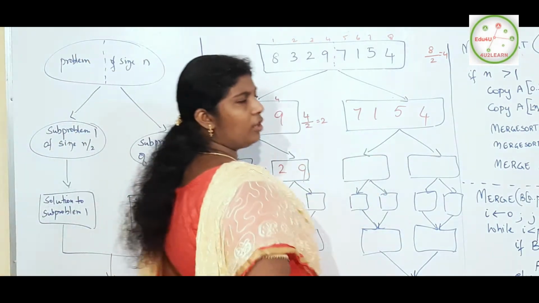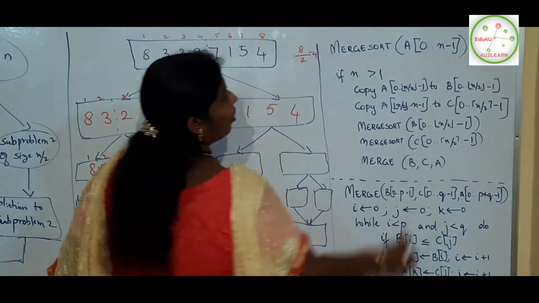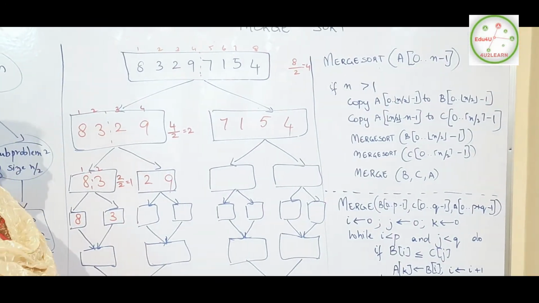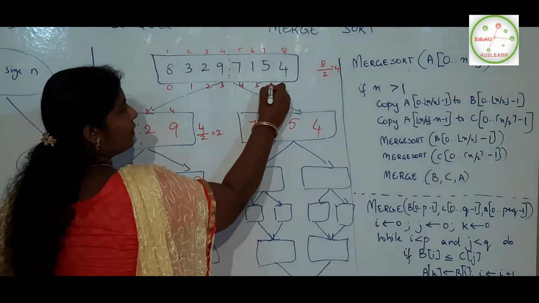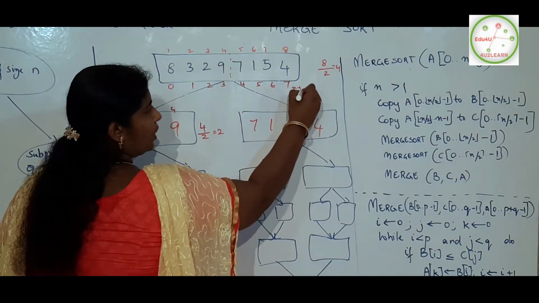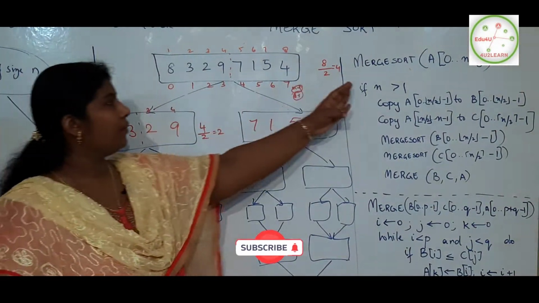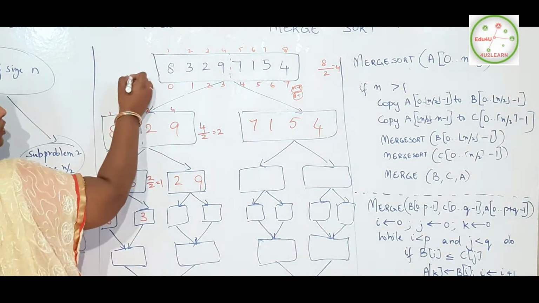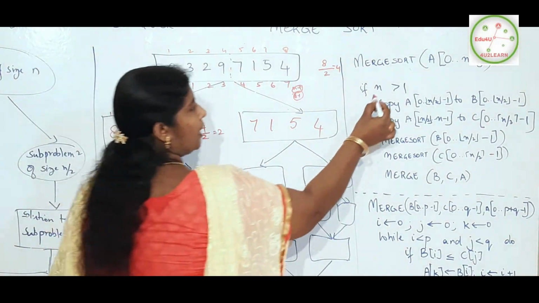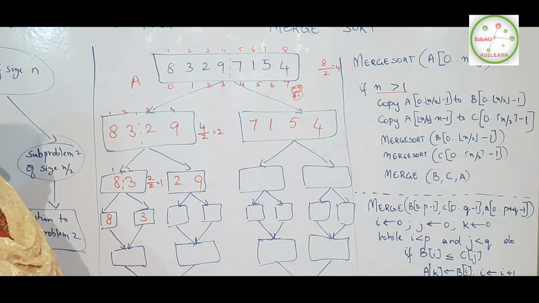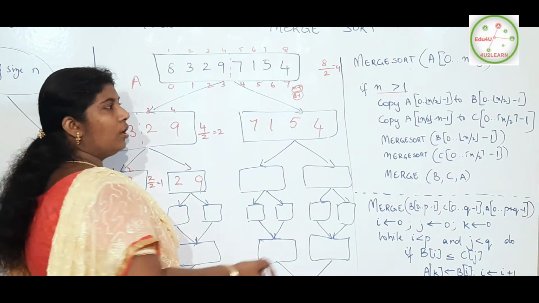Now let me show you the algorithm and explain it to you. Here we have an array from 0 to n minus 1: position 0, 1, 2, 3, 4, 5, 6, 7. So the last is n minus 1, that is 8 minus 1. Here we have the array A, which has all these elements. We check whether n is greater than 1. Is 8 greater than 1? Yes, of course, so we can get into the problem.